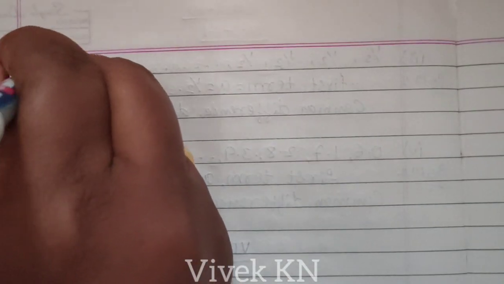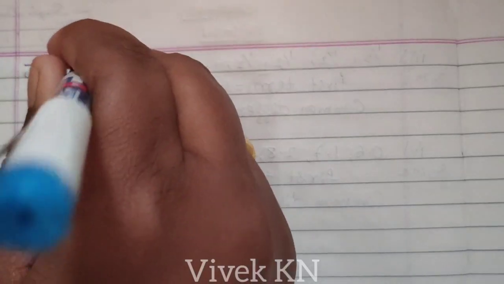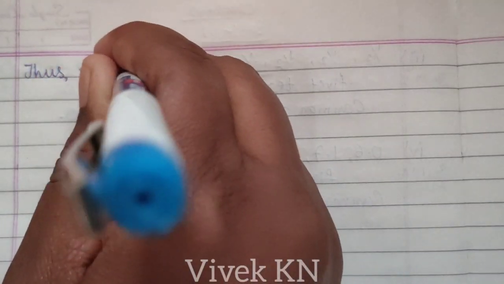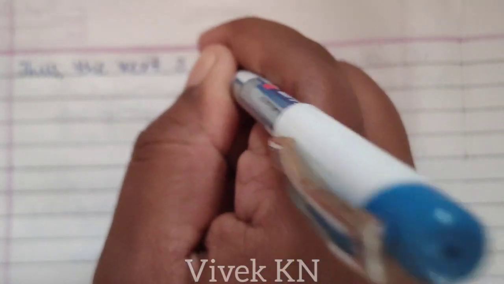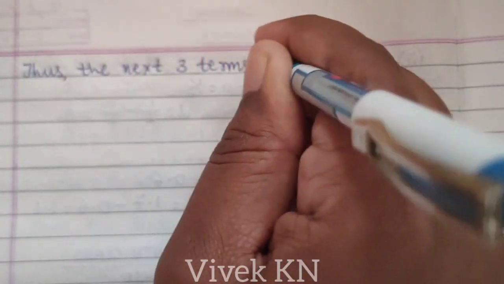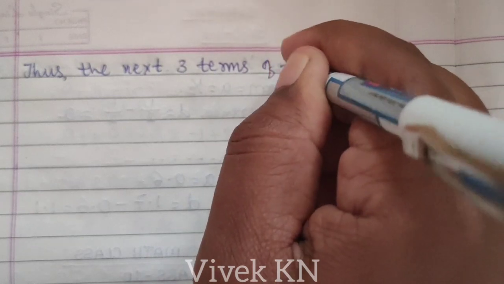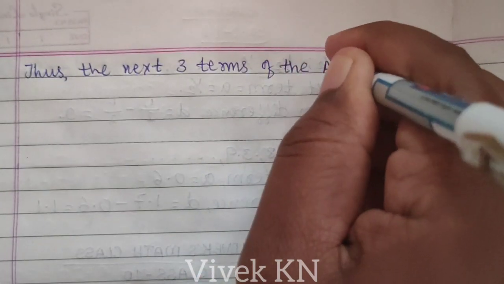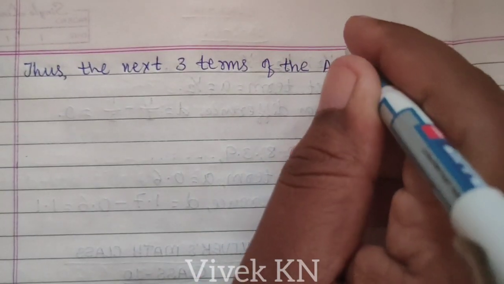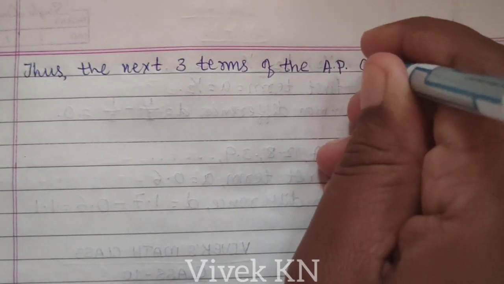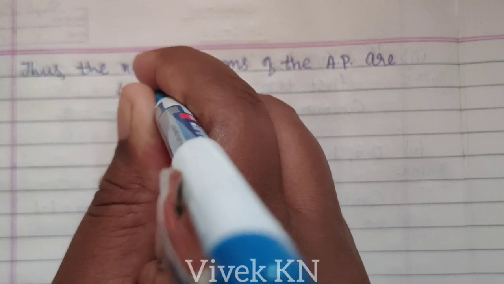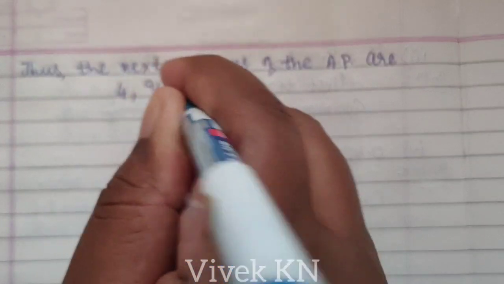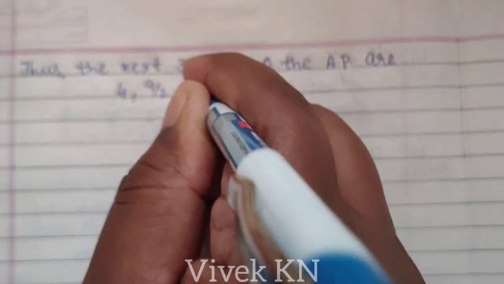Thus the next three terms of the arithmetic progression are 4, 9 by 2, 5.